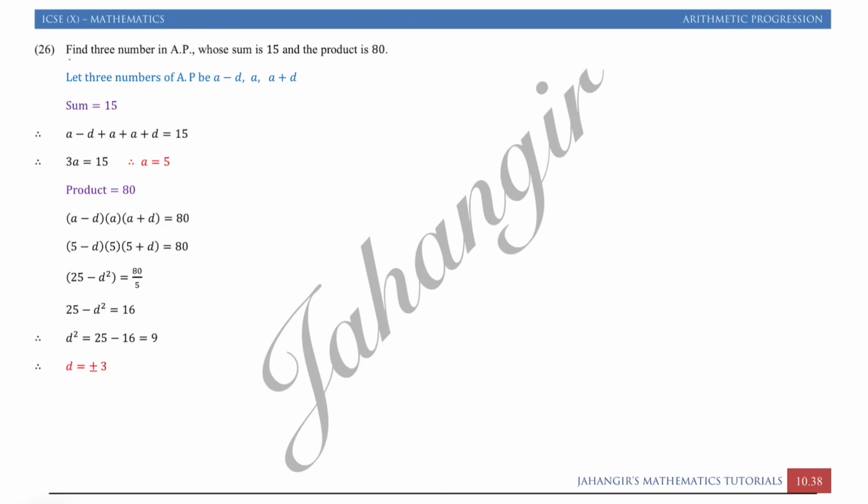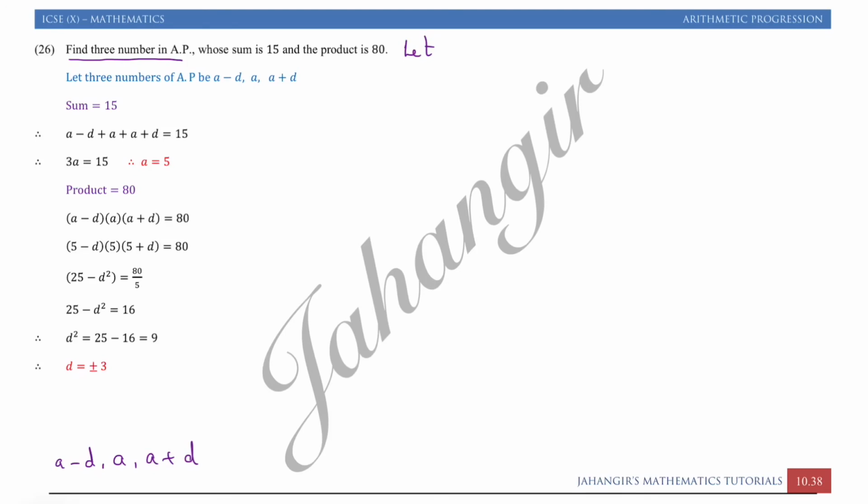Question 26. Find three numbers in AP whose sum is 15 and product is 80. So we had learned that when we have three numbers, we have to take A minus D, A and A plus D. In the beginning I had explained to you that three numbers are fixed for AP, same way 4 numbers and same way 5 numbers. So just go through those numbers.